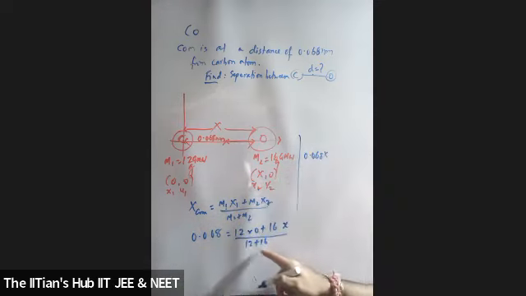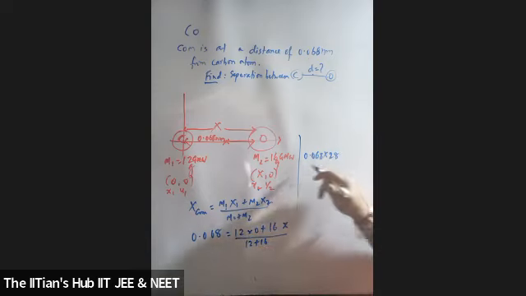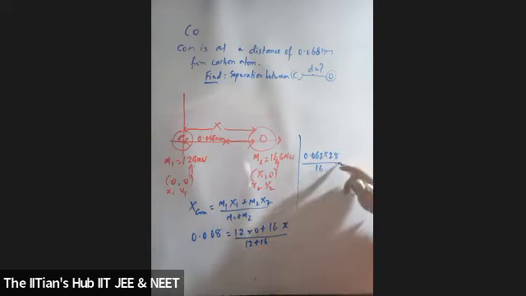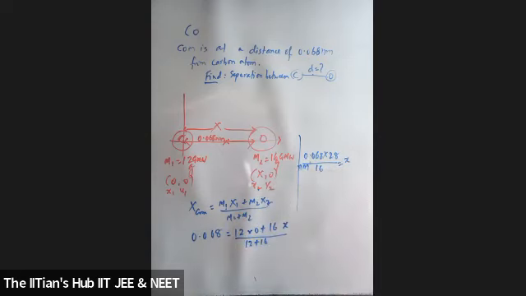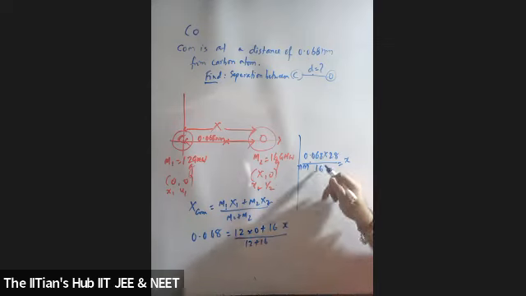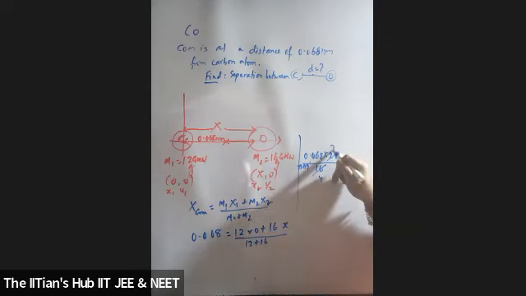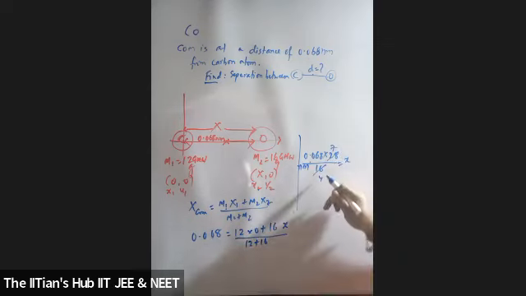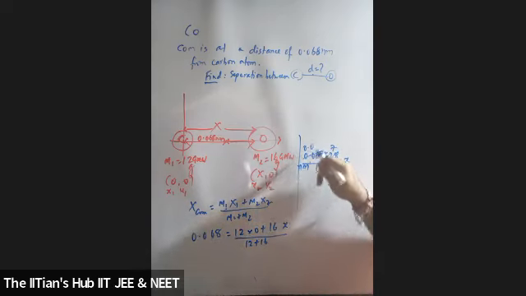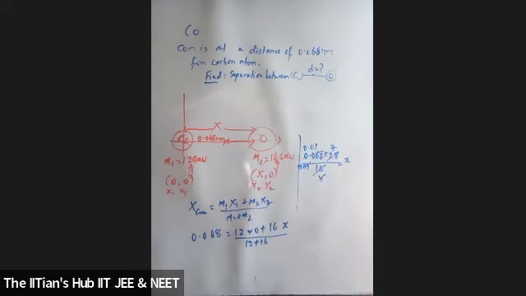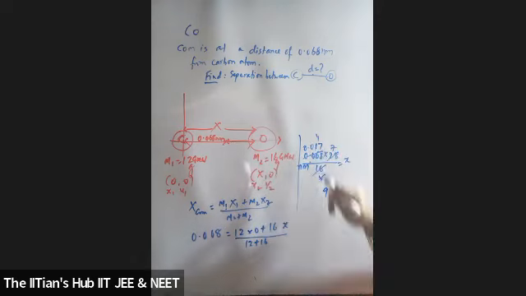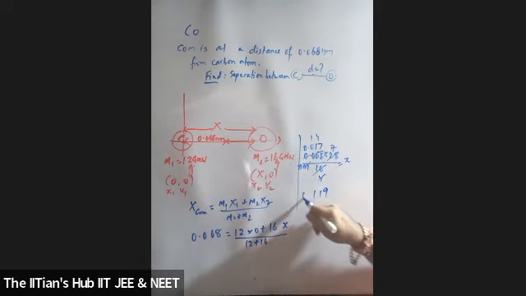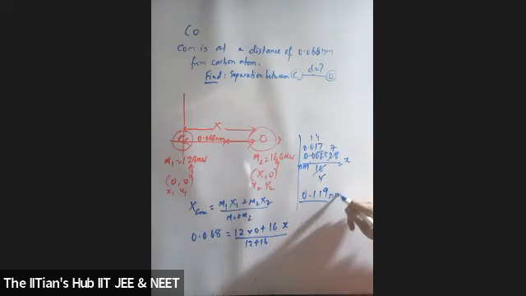0.068 into 10, 20, 28 divided by 16 is equal to x, and this answer will be nanometer. 4 4s are 16, 4 4s are 16, 4 7s are 28. If I solve further, 0.04, 4 5s are 20, 4 6s are 24, 4 7s are 28, 7 7s are 49, 7 1s are 7, 7 and 4 is 11, so 0.199 nanometer.